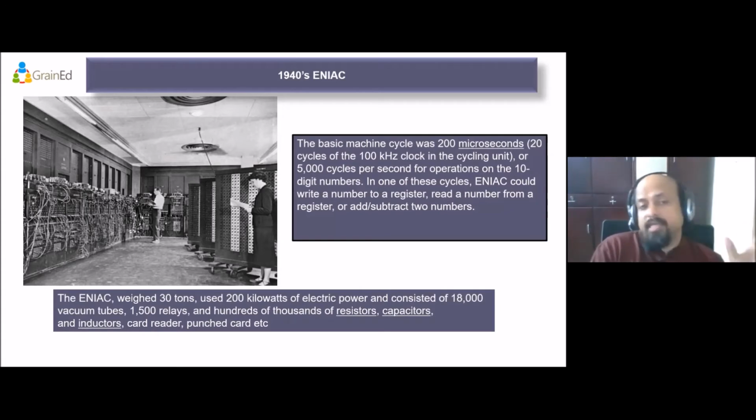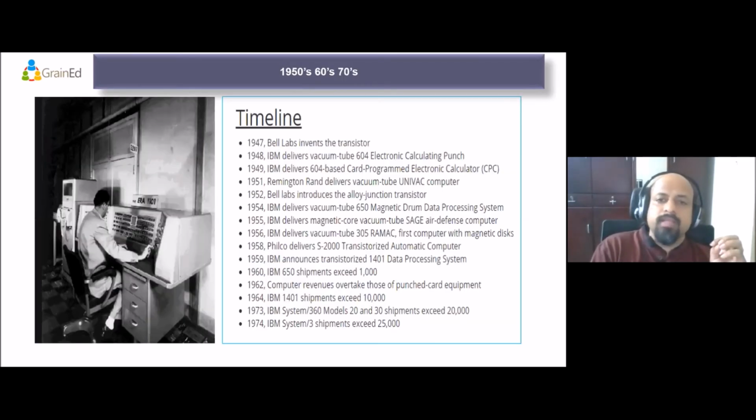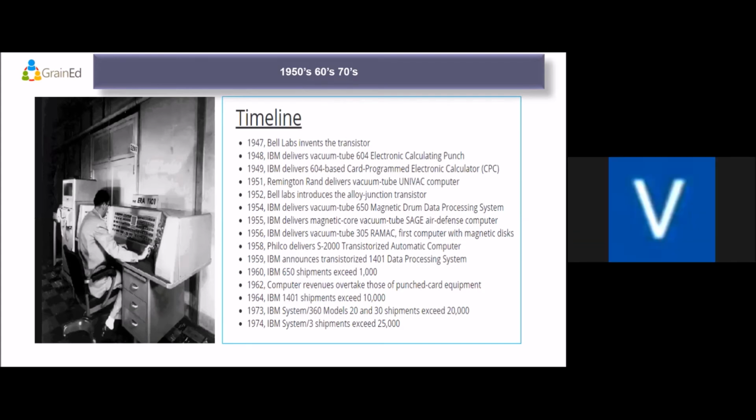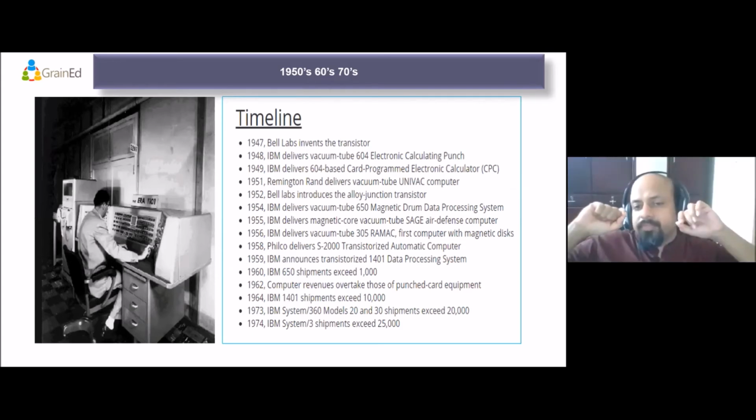So this is a huge size. So 1940, we are talking about ENIAC, Electronic Numerical Integrator and Calculator. That's the full form, I think. So if you look at the timelines between 50, 60, 70, if you run through this, these are some milestones from the transistor to the electronic punched card, from there to transistor invention to an IBM PC invention, one of the first inventions in 70s, till personal computer, right?